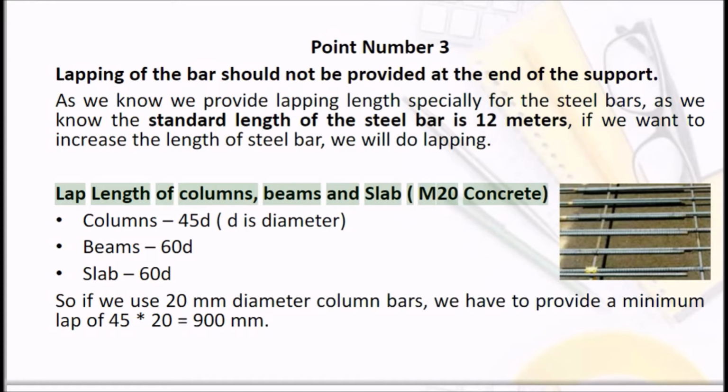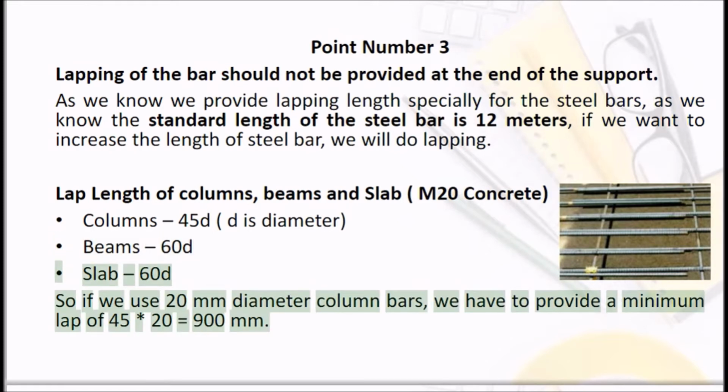Lap length of columns, beams, and slab, M20 concrete: columns 45 D, where D is diameter; beams 60 D; slab 60 D. So if we use 20 mm diameter column bars, we have to provide a minimum lap of 45 × 20 equals 900 mm.